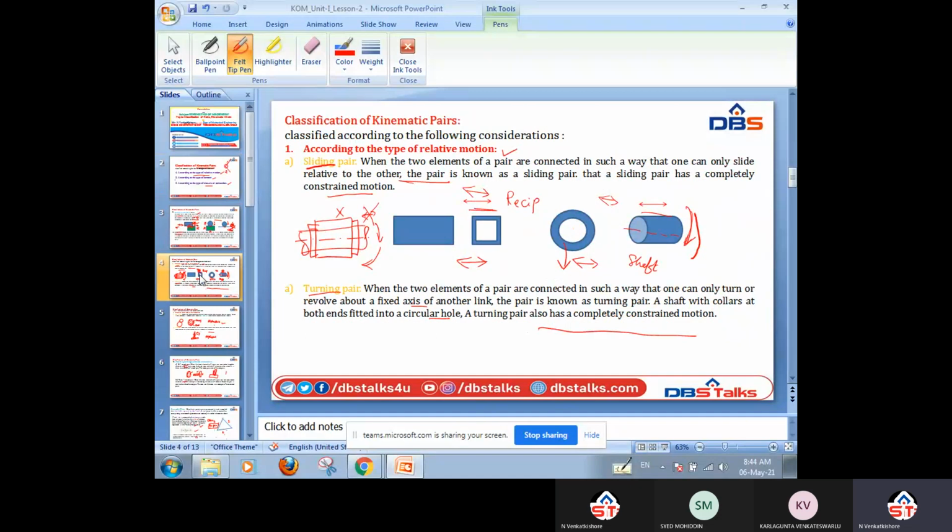Then the relative motion is either sliding or turning. Sliding means only in the direction of reciprocating, that is forward and backward. The only possibility is forward and backward. This sliding motion is called a sliding pair, and turning means only rotation. Only rotation, that is called turning.